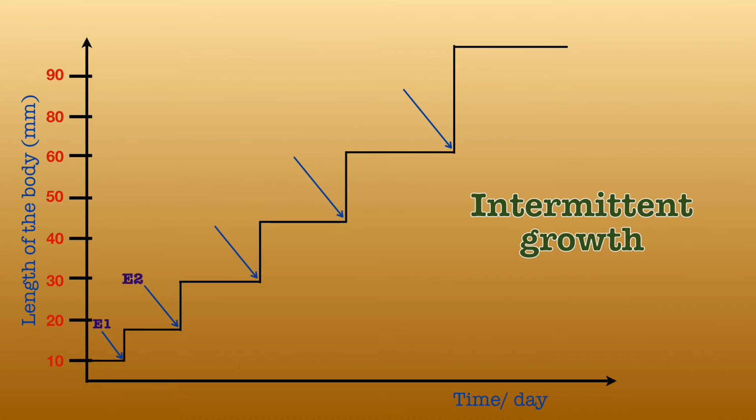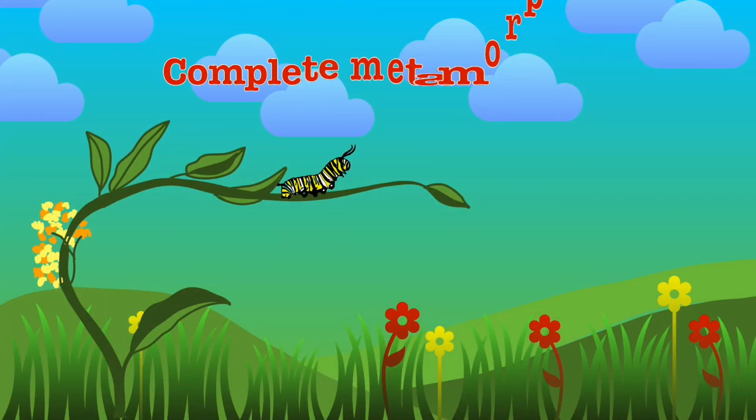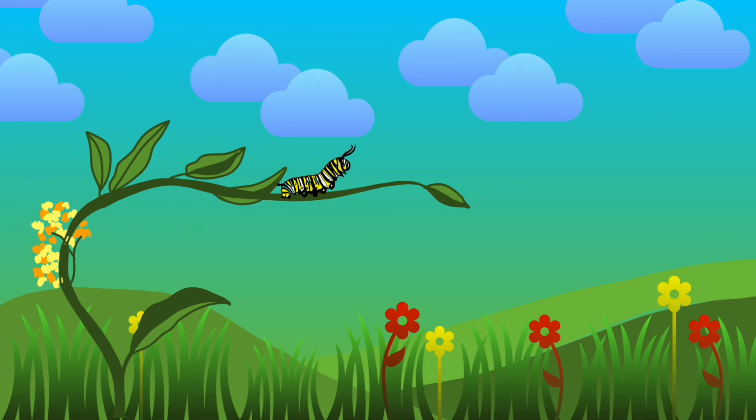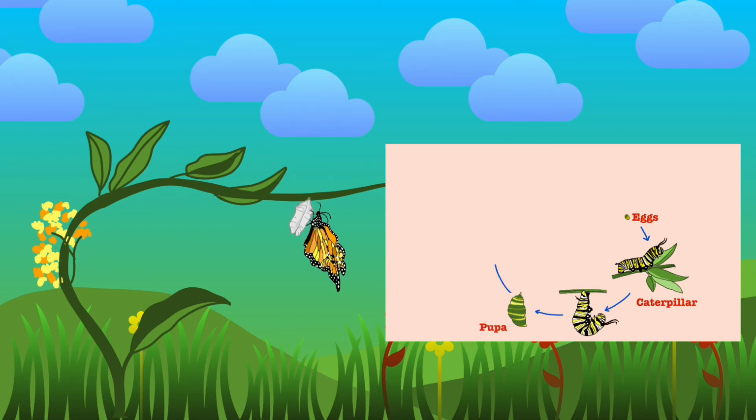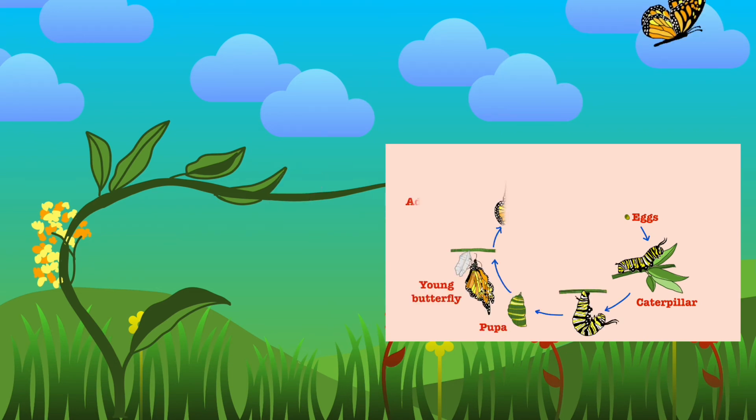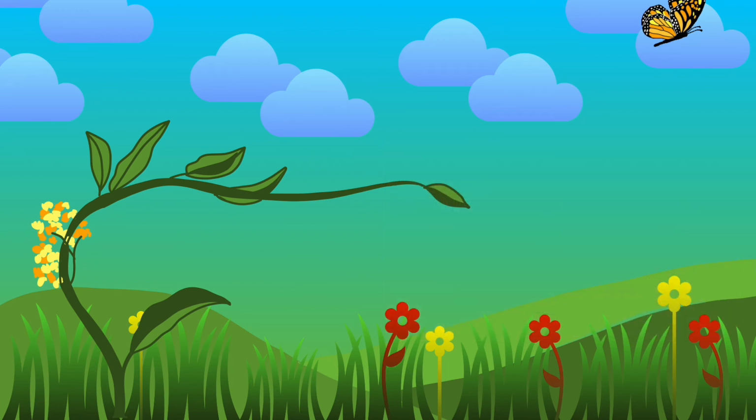Molting or ecdysis can occur up to 6 times until the insect finally reaches its adult size. In complete metamorphosis like butterfly, there are 4 different stages of growth, which are egg, larva or caterpillar, pupa and adult. Metamorphosis is the series of changes through which an insect passes in its growth from egg stage through immature stage to the adult stage.